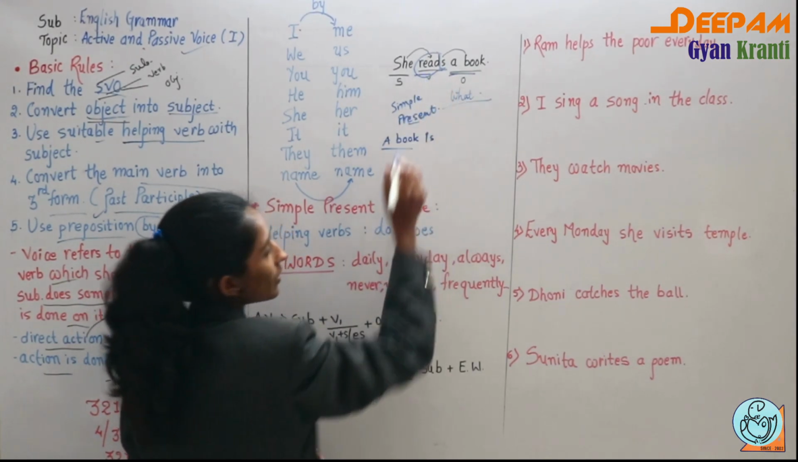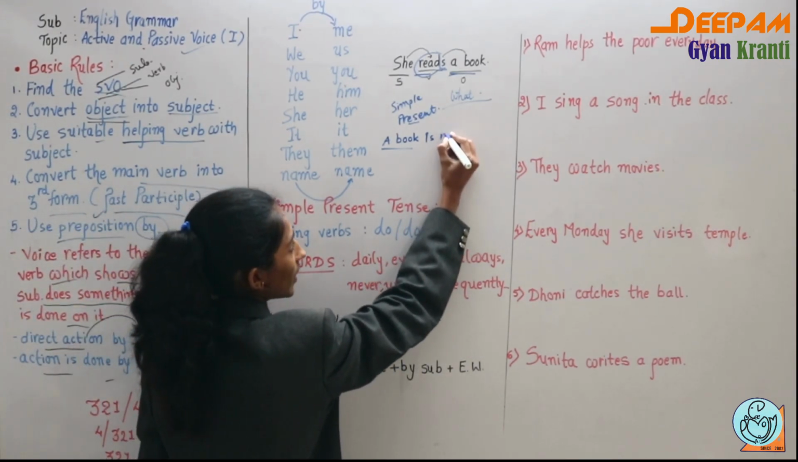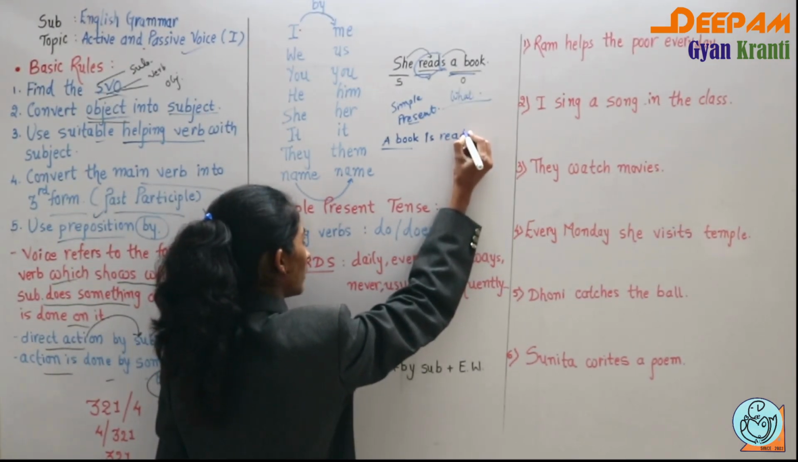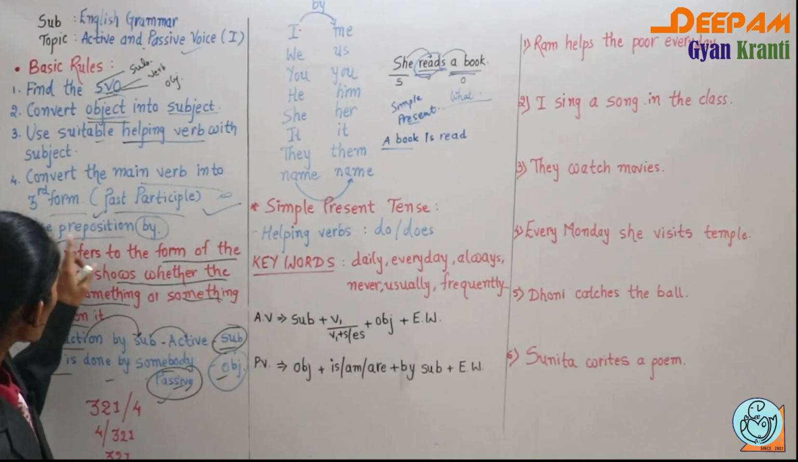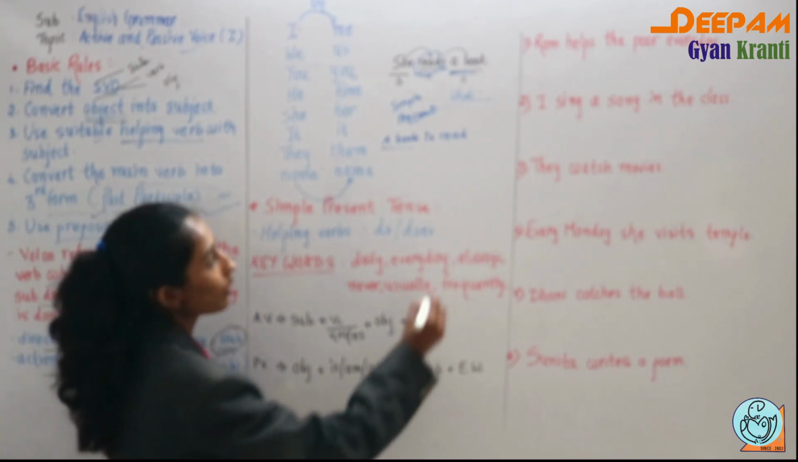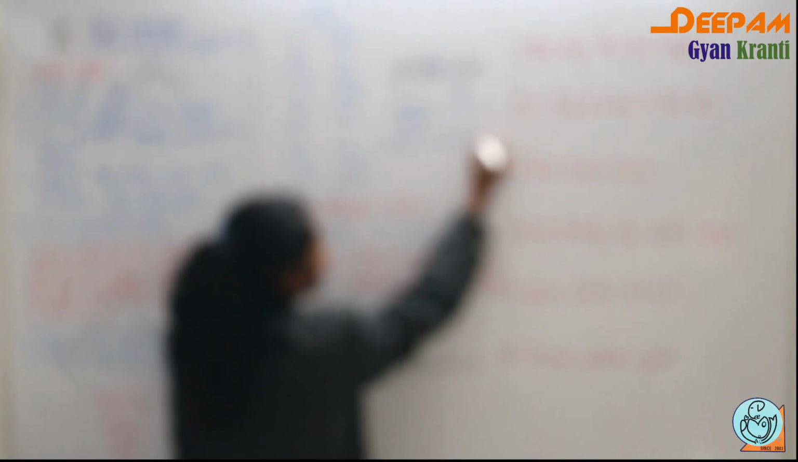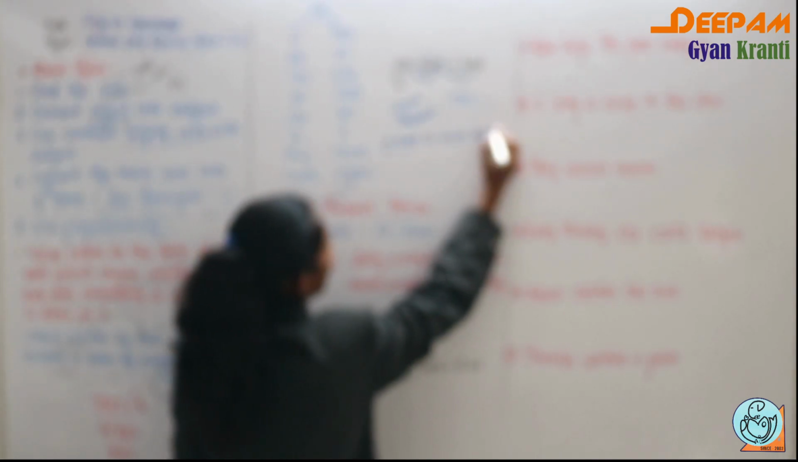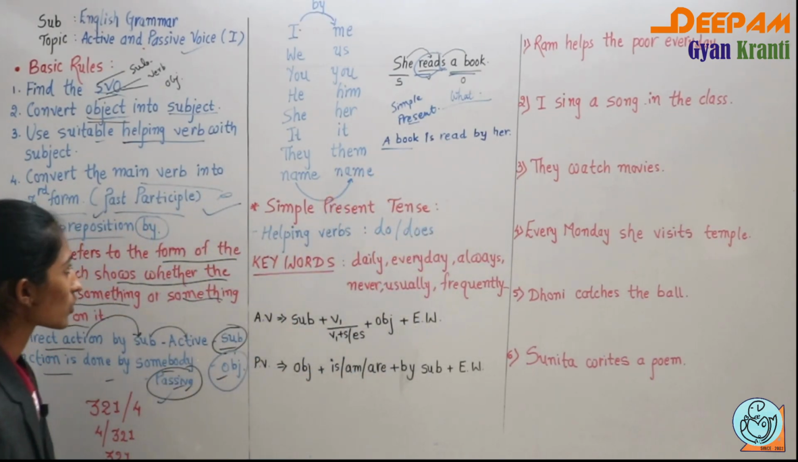Now what do you have to use? You have to use the V3 form. So read. What is the V3 of read? It is read. Okay, the spelling is the same but the pronunciation is different. Then use the preposition by. Then we have to use the subject, but before the subject we have to use by. So, a book is read by her. Okay, why her, that we are going to discuss.